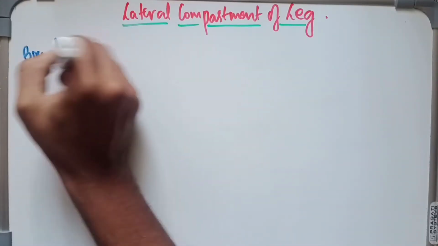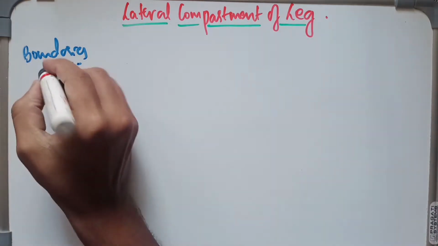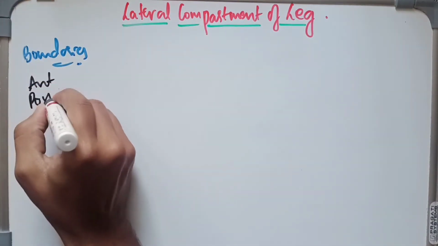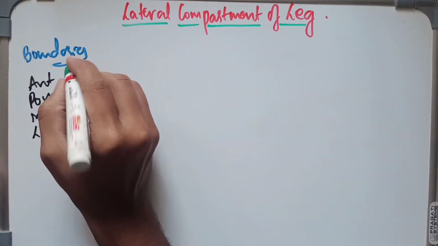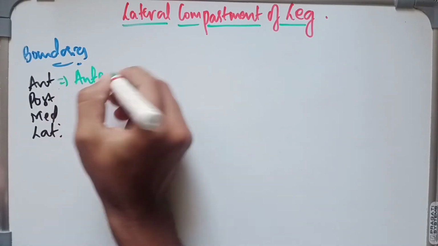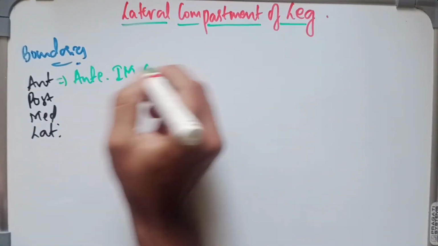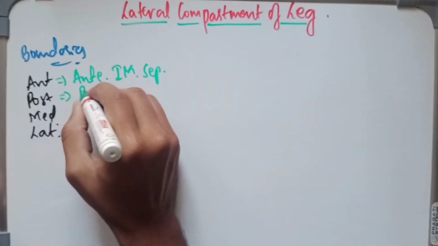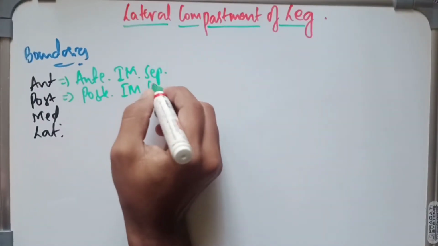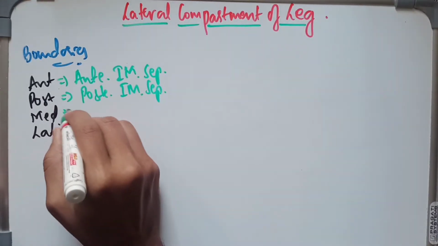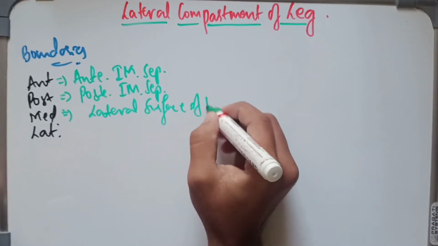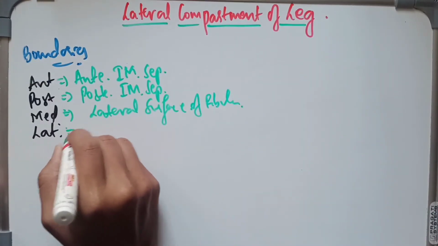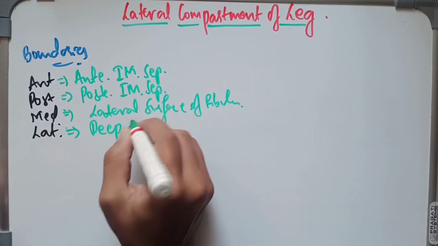So when it comes to the boundaries of the lateral compartment of the leg, we have the anterior boundary, posterior boundary, medial boundary, as well as the lateral boundary. Anteriorly we have the anterior intermuscular septum, and posteriorly we have the posterior intermuscular septum. Medially we have the lateral surface of the fibula, and finally laterally we have the deep fascia of the leg.